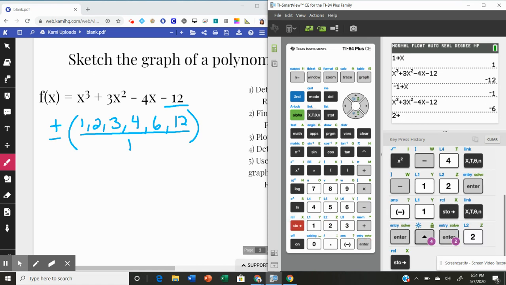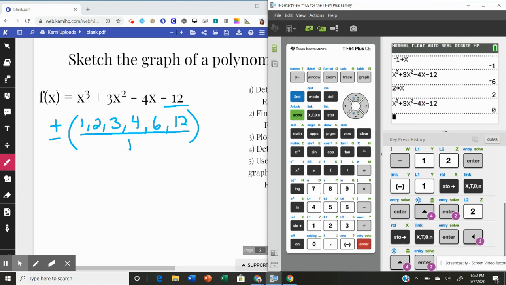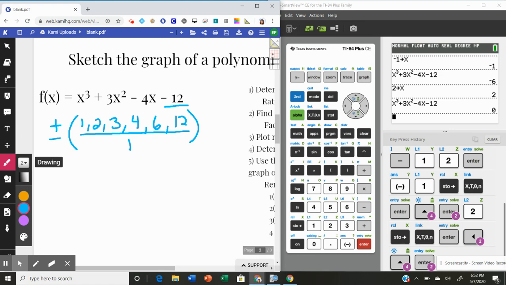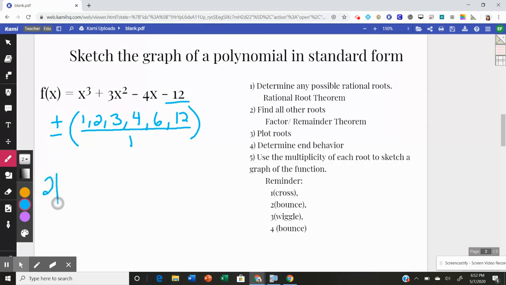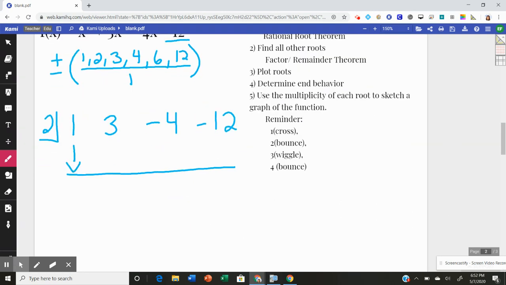All right, well, what about 2? Go back to our function. 2, hey, looks like we got a winner right there. 2 is going to be one of our roots. So let's take a look at that root, and I'm going to use synthetic division here to help me. 1, 3, -4, -12. Let's use our remainder theorem. Sorry, let's do some synthetic substitution. Bring down the 1. 1 times 2 is 2. Add for 5, multiply for 10, add to 6, multiply to 12, add to 0, just like we thought we would.